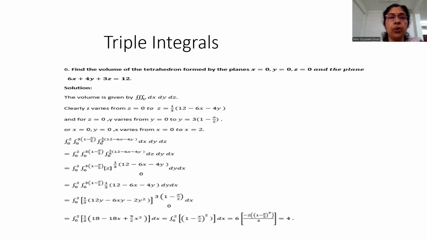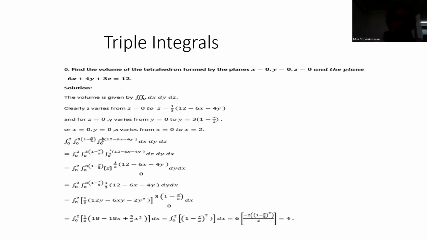Okay. Now, z integration is over, y integration is over. Now we are left only with the x limit. So in the plane equation, when z is 0 and you put y equal to 0, we are left only with the x variable. So that makes 6x equal to 12, which gives us the x value as 12/6. So the limit of x in turn becomes x equals 0 to x equals 2.